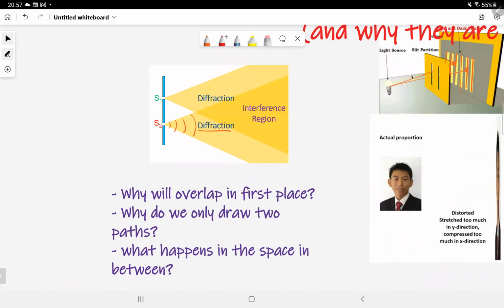Why do we always draw only two lines? Because what we are trying to do is to study what happened at a particular point on the screen. Particularly, we want to study what happened where we see bright fringes, because we did an experiment already and we got bright fringes. So we want to ask, why is the point bright? From where the point is bright, we draw two lines back to the slit.